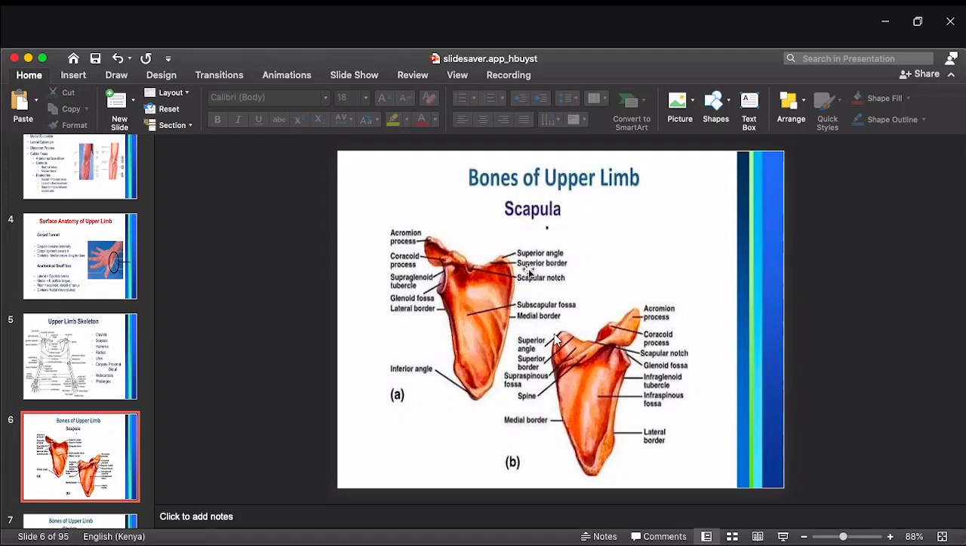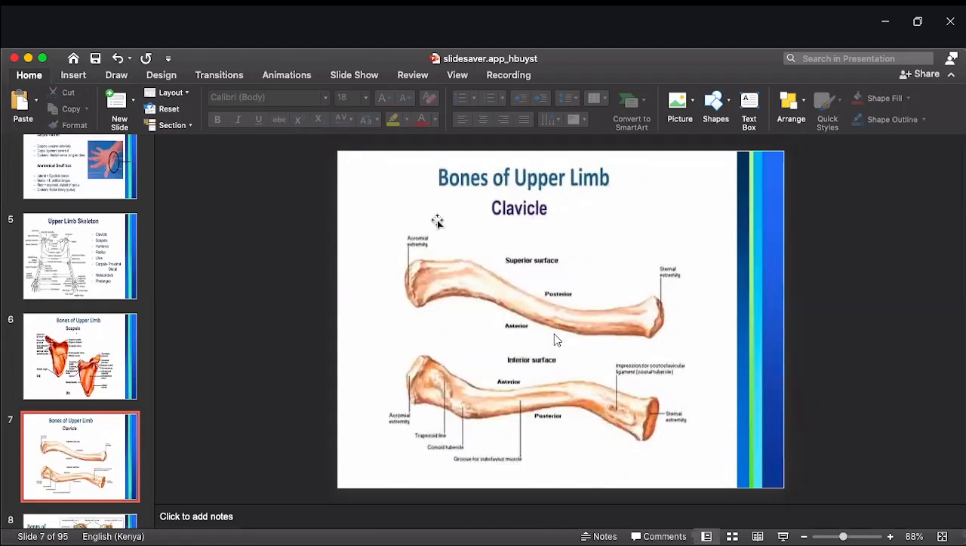That will be our scapula. I want you to familiarize yourself with these parts of the scapula. Bones of the upper limb, till now we have the clavicle. You can see the medial part, the superior and inferior surfaces, and the anterior and posterior surfaces. Muscle attachment. We'll also appreciate the scapula, I mean the clavicle, in our demonstrations.